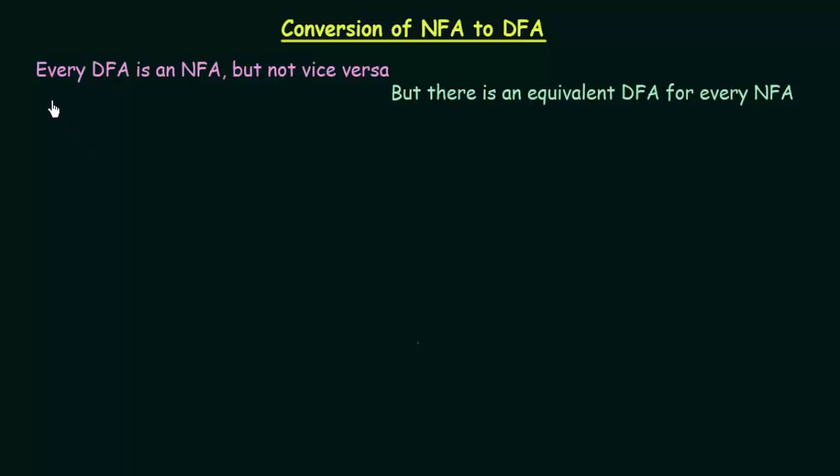Okay, so we say that every DFA is an NFA but not vice versa. That means that every DFA is an NFA but every NFA is not a DFA. Alright. But there is an equivalent DFA for every NFA. That means every NFA can be converted to an equivalent DFA. Okay, so we have two statements here, but how do I justify this? In order to justify this, let us do it this way.